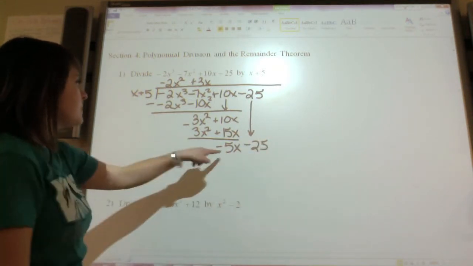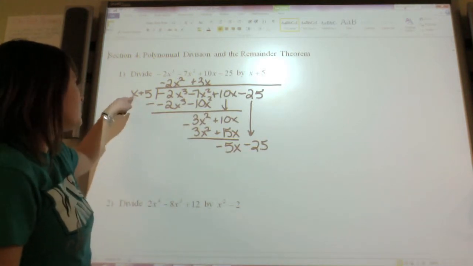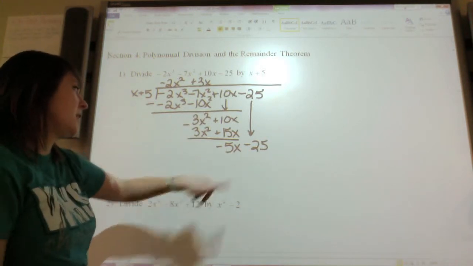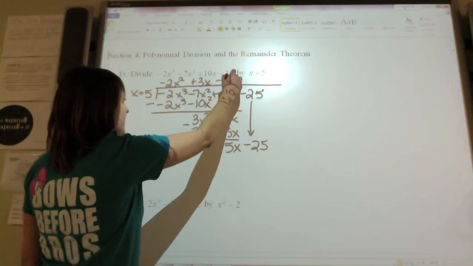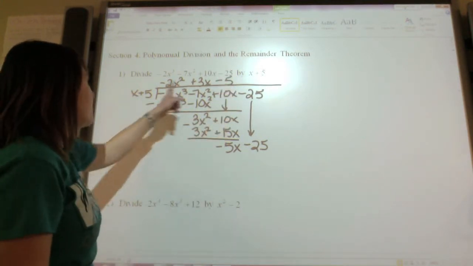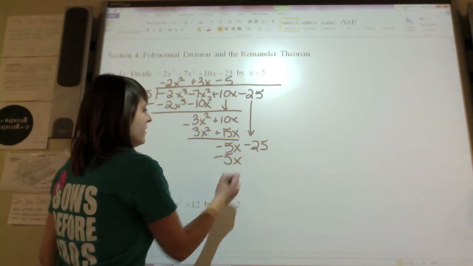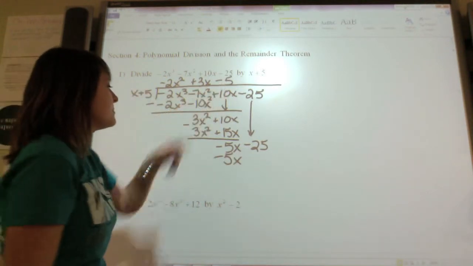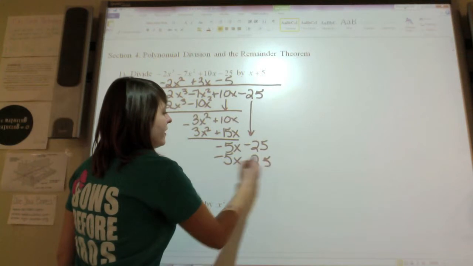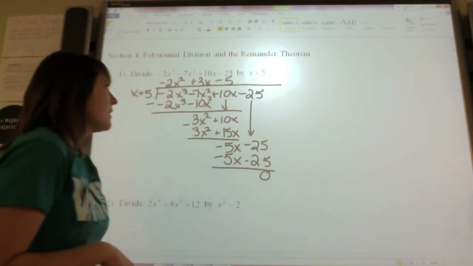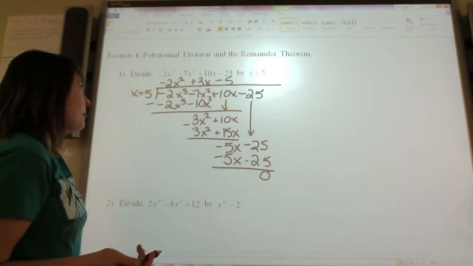So now I say x times what? What do I need to multiply this x by in order to get negative 5x? Well, the answer is negative 5. So then I multiply it through. I have x times negative 5. That gives me negative 5x. I have 5 times negative 5. That gives me negative 25. And that leaves me with a remainder of 0.